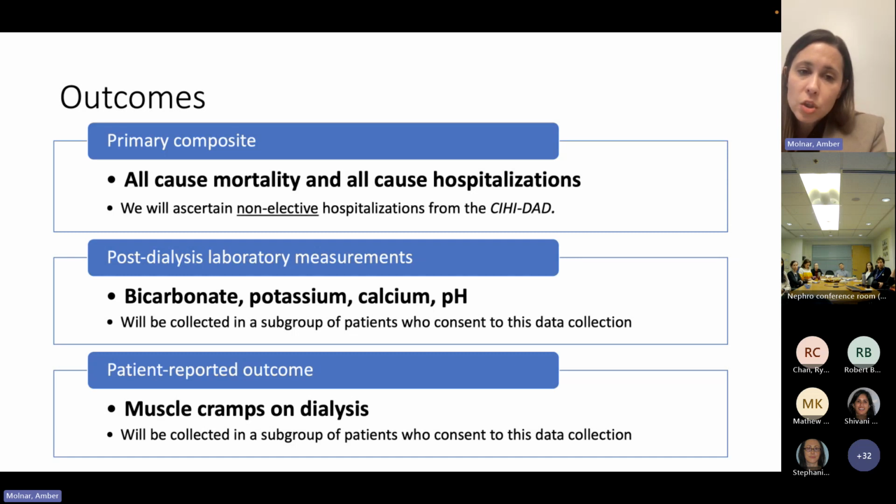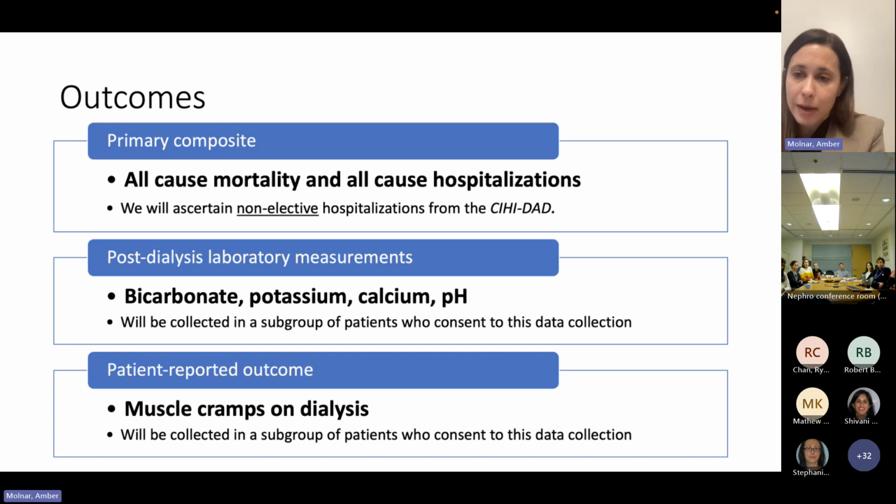We also have a plan to collect some extra measures. We will be collecting, as part of sub-studies whereby we will use more of a traditional individual patient consent model, some post-dialysis laboratory measures. These are not routinely collected in clinical care, so we can't determine them from administrative data, so we actually have to collect this specifically for the trial. And we also have a plan to collect muscle cramp data as part of a patient-reported outcome.